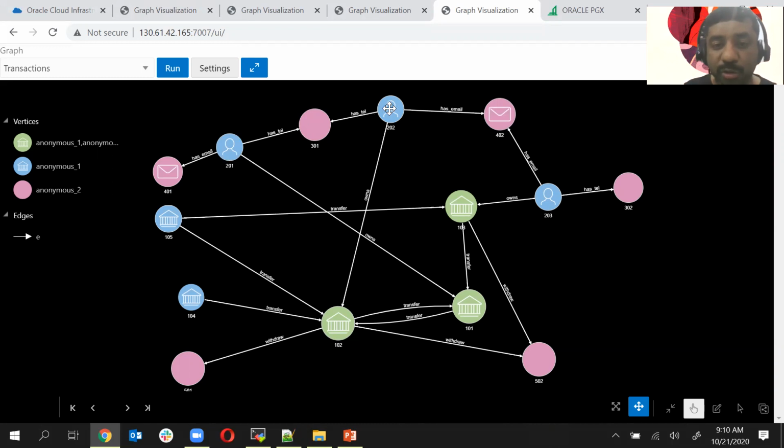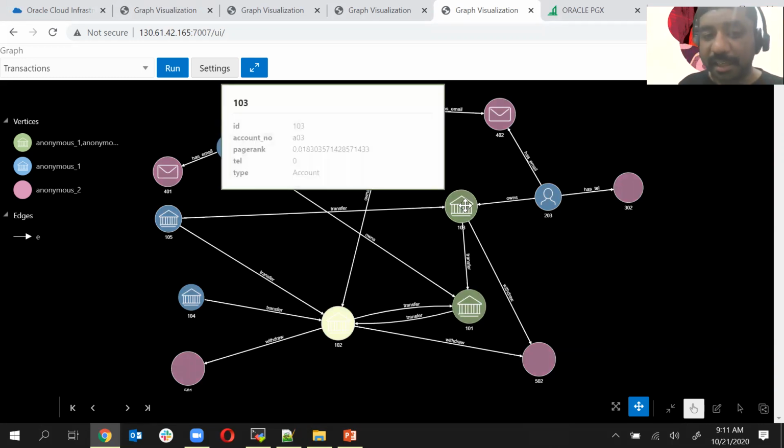So we can see that 202, who owns this particular account, has transferred money to 101, which is owned by 201, and then made a cyclic transaction. So 201 and 202 have the same telephone number, and the accounts maintained by them are making cyclic transactions, and they are also associated with one more ID with a high page rank value as well.